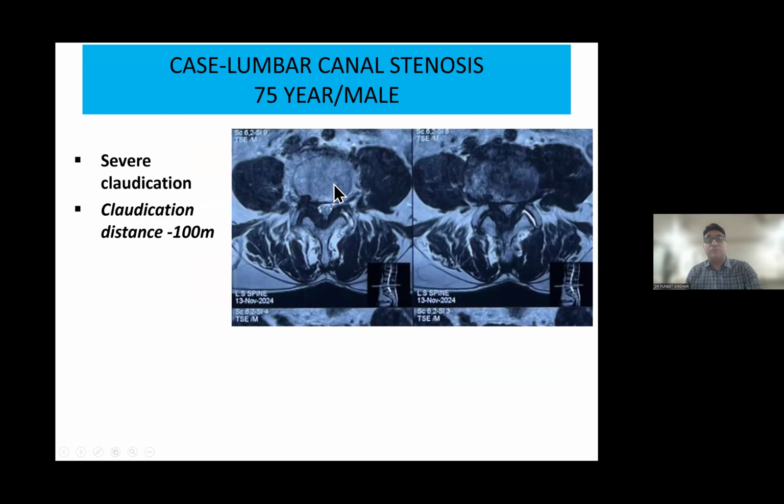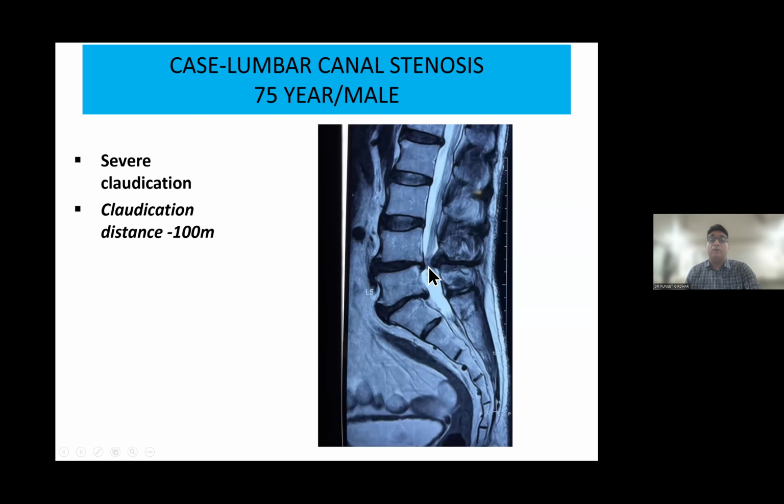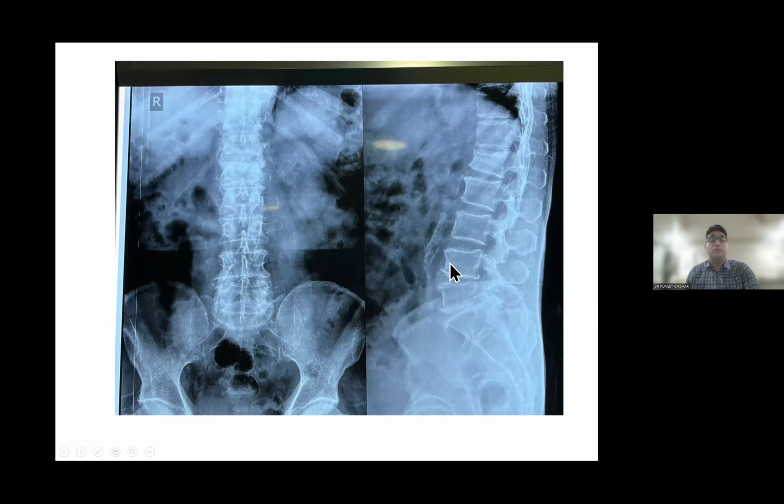So the case which I am going to show is a 75-year-old male. He's a doctor himself. Severe claudication. Claudication distance is markedly reduced, and he had a stenosis with radiculopathy on the right side. And there is a severe stenosis which is visible on the axial section on MRI. The flavum is markedly thickened, more on the right side than the left side. And the sagittal section also shows a single level lumbar canal stenosis.